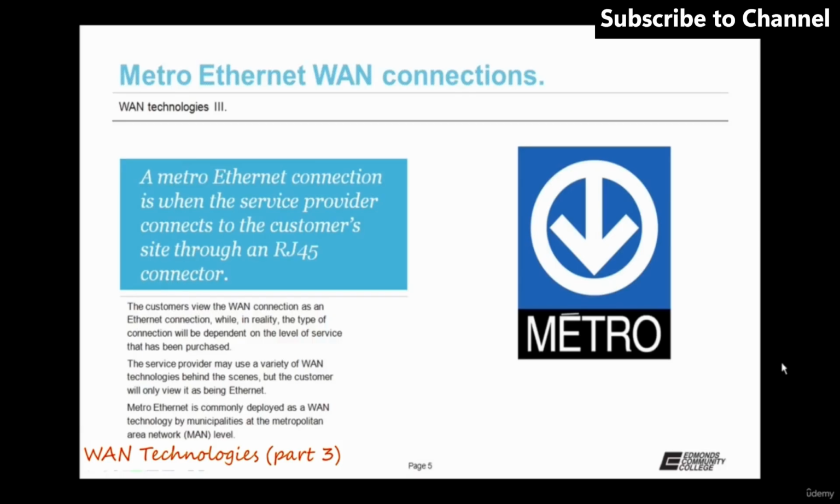The service provider may also use a variety of different wide area network technologies behind the scenes, but the customer will always view it as being an Ethernet connection. Metro Ethernet is commonly deployed as a wide area network technology by municipalities at the metropolitan area network, or MAN, level, as in at the municipal level.